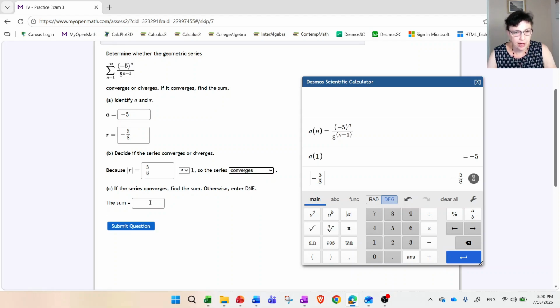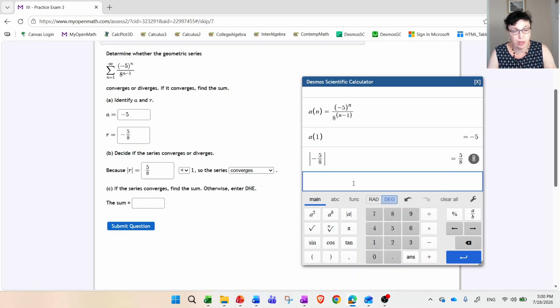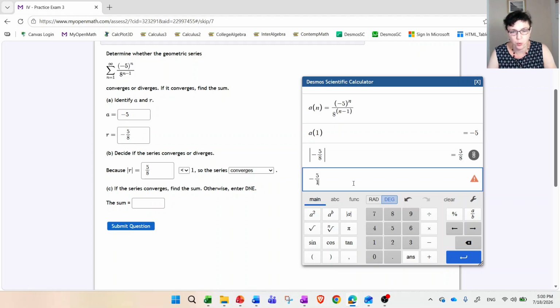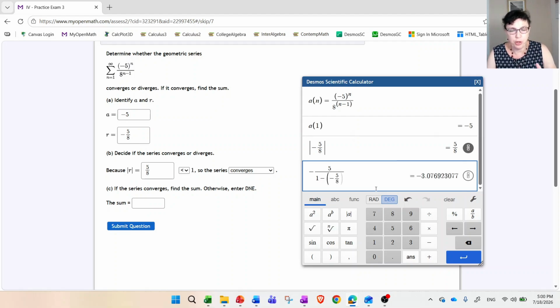And to find the sum, we're going to take a and divide that by 1 minus r. And r is negative 5/8. Very important to include that negative in r.